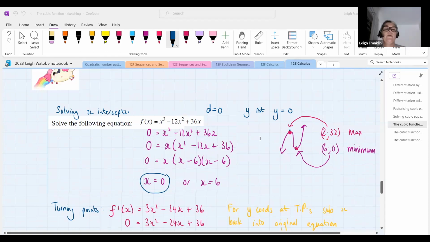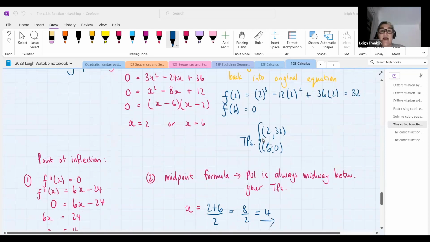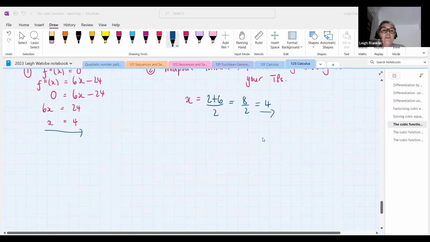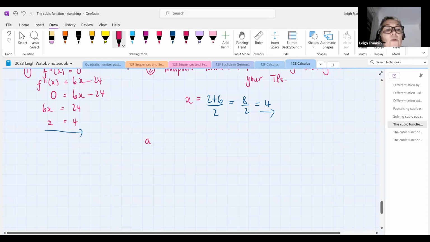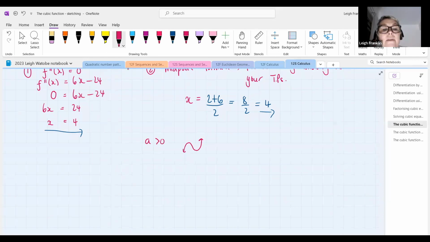All right, so now that we've got all this information, let's put it together. So we've got a y-intercept at the origin at 0. We've got an x-intercept at 0 and at 6. We've got turning points at 2 and 32 and 6 and 0. Now we need to draw the graph. So remember, we had already decided that A was positive and our graph had to be shaped like that.